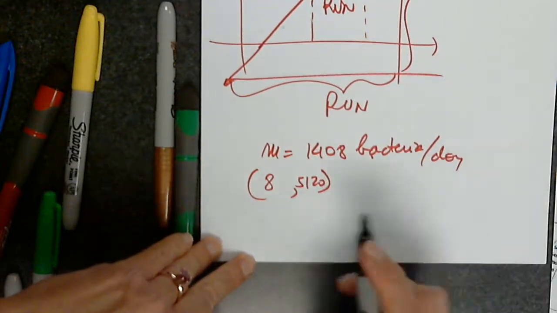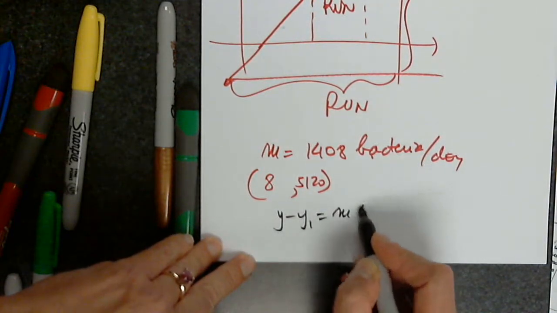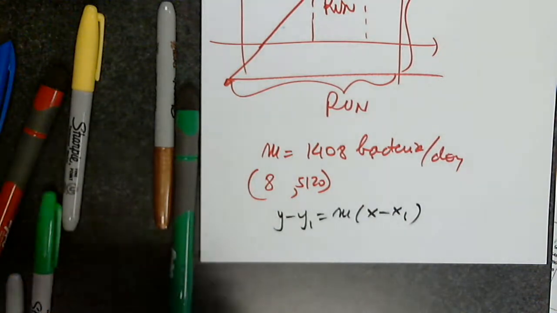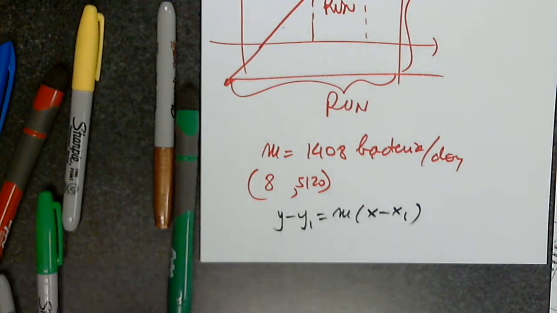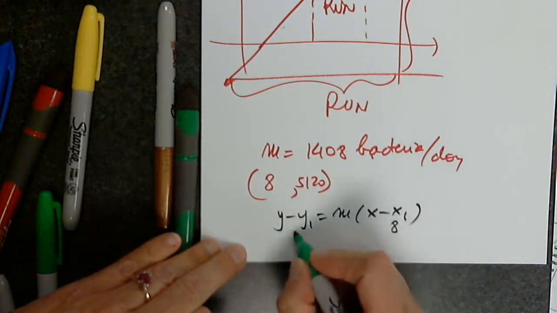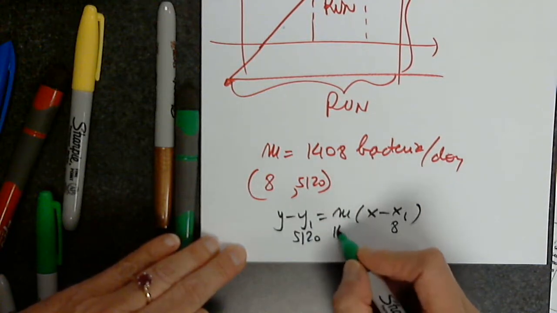And I copy y minus y1 equals the slope times x minus x1. I replace 8 and 5,120 and 1408.